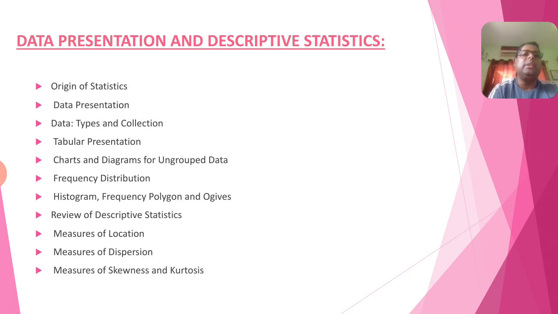The next unit is related with the data presentation and descriptive statistics. This is particularly under the course of statistics in the undergraduate. You have learned that is the origin of statistics, the data representation, different types of data collection methods, presentation of the data, frequency distribution and histogram, frequency polygon, ogives, and review of descriptive statistics, measure of location, measure of dispersion, measure of skewness and kurtosis. This is the elementary statistical idea.